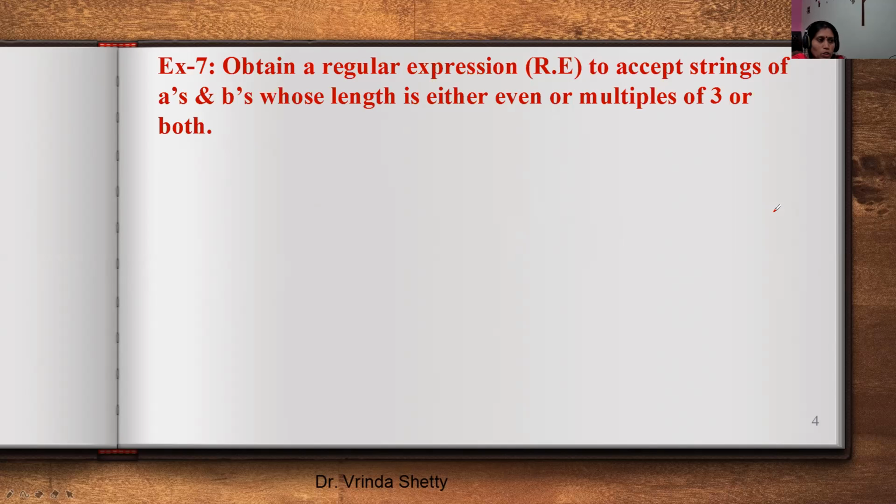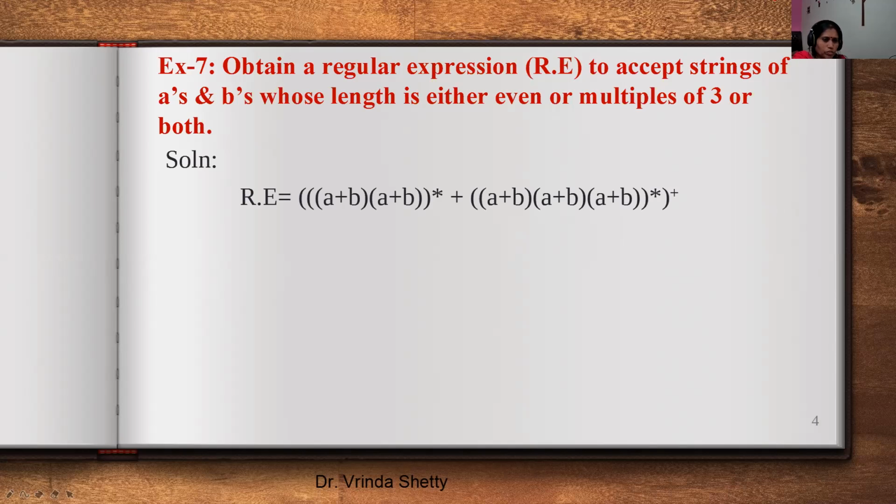Obtain a regular expression to accept strings of A's and B's whose length is either even or multiples of 3 or both. So what does the question say here? The length should be even or it should be a multiple of 3. For even length, how do we write the regular expression? As we have already seen in the last class, same thing. Even length: (A plus B)(A plus B). Here it is written. This into this gives an even length. You can check here.